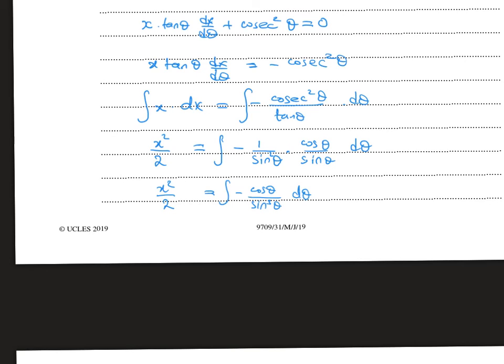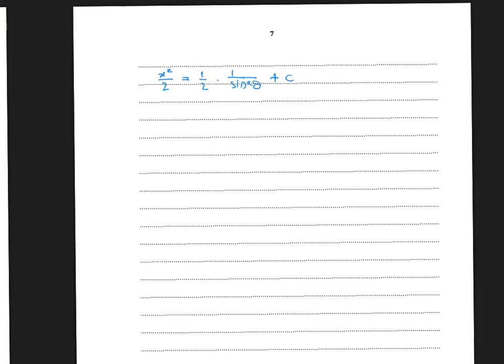Alright, so at this point you should have realized that this expression on the right hand side, this is what we actually have solved in part 1. So this expression is equal to 1 over 2 times 1 over sine squared theta, and plus c, which is the constant of integration. So you have to be mindful at this point that whenever you have a multi-part question, most of the time you are supposed to use the information from the first part in the next part.